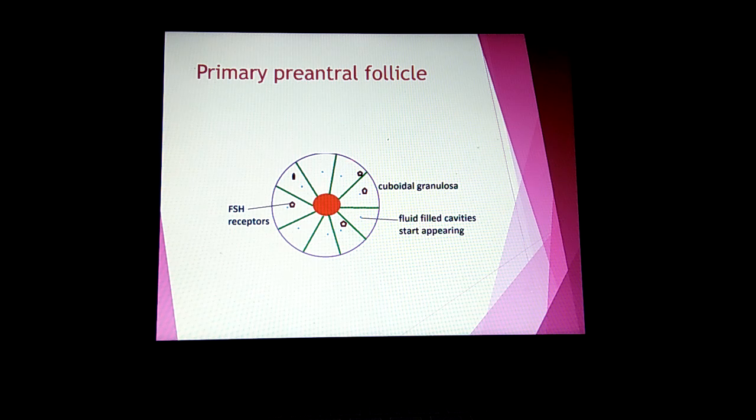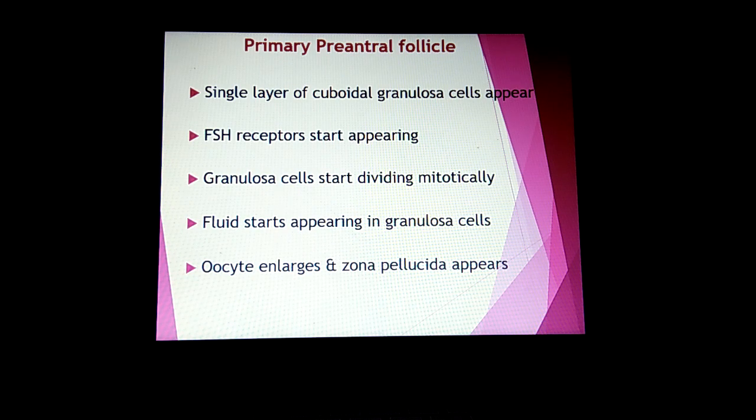You can see the purple colored basal lamina which is present here, and then you can see the blue dots appearing here. These are the fluid filled cavities starting to appear at a very beginning stage, and these star shaped brown colored things are the FSH receptors which start appearing on this follicle. So the primary preantral follicle is the primordial follicle which has entered into the next stage of development. It is formed of a single layer of cuboidal granulosa cells. The FSH receptors start appearing.